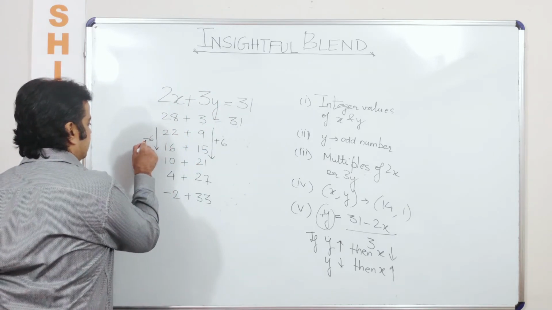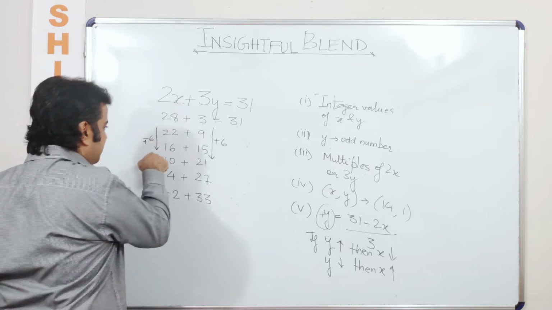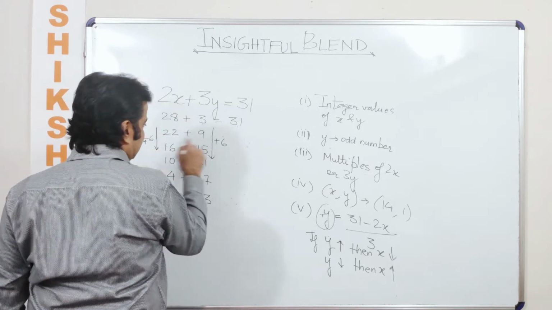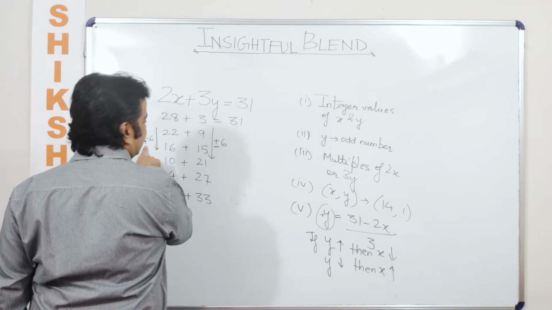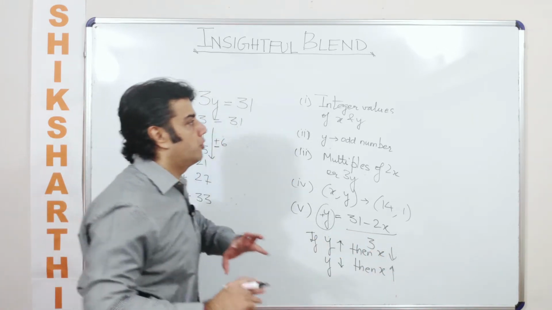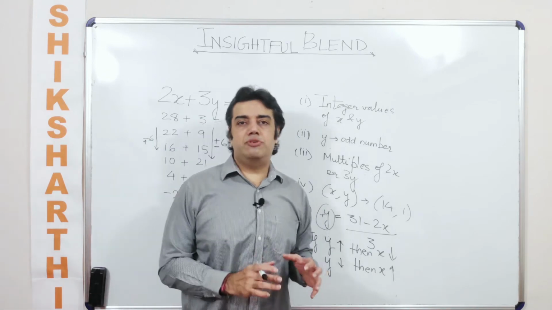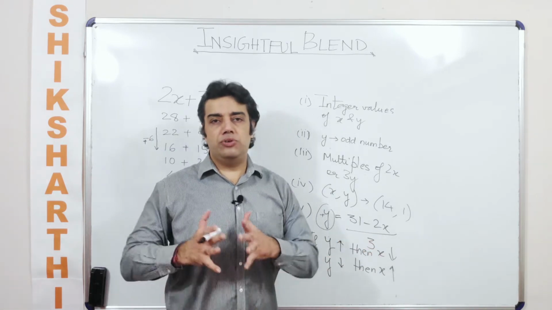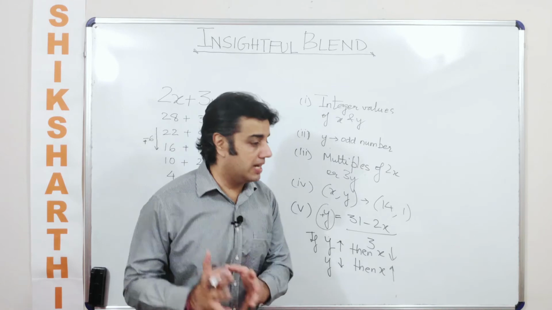So let me put it like this: if this multiple decreases by 6, this has to increase by 6. Analogously, if this increases, this has to decrease. This is what we have talked about. So we have brought the concept of coordinate geometry resulting into ratio proportion concepts as well.